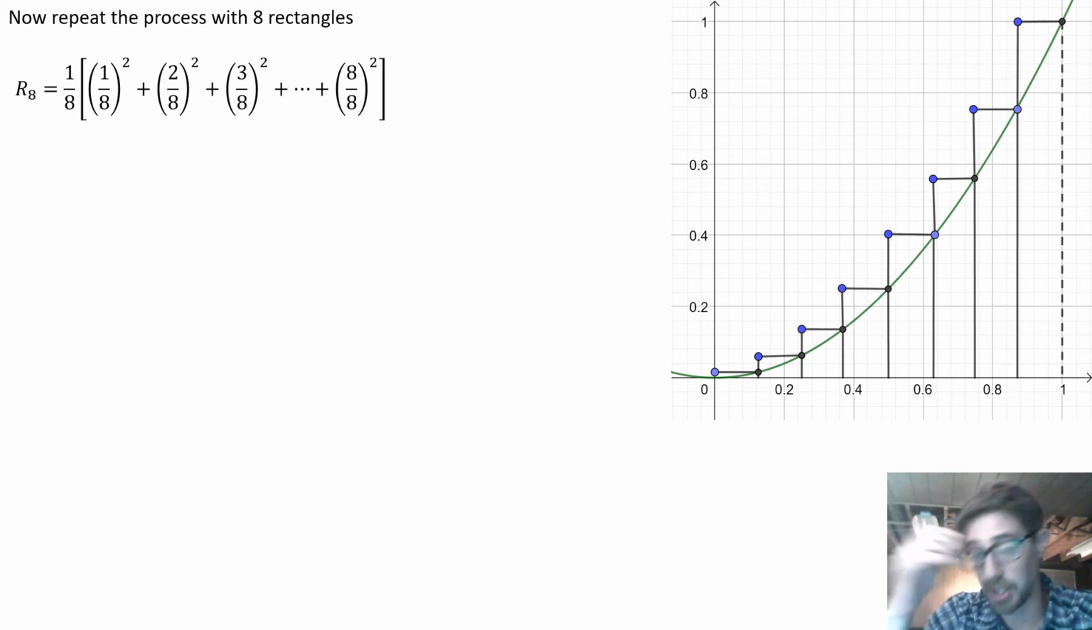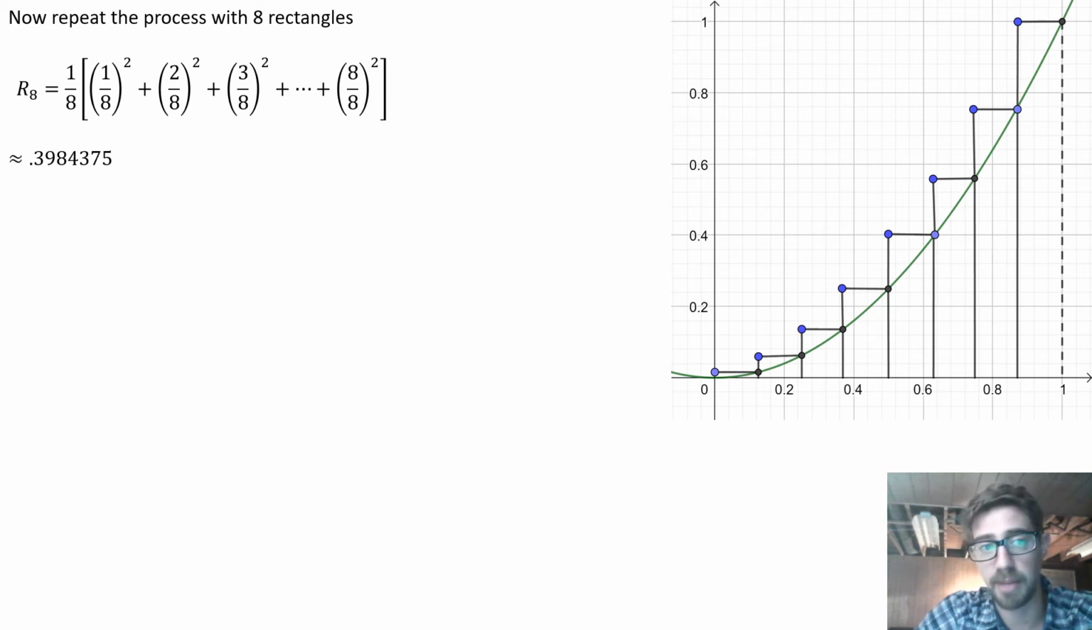So again, this is just number crunching. The width of these ones are all 1/8, and the heights are just the value of the function at every eighth. So 1/8 squared, 2/8 squared. So that's our expression for the sum of the areas of these 8 rectangles, which turns out to be about 0.3984375. So we're getting closer. That's the idea. We're not going to do this all day. We're just going to say the more rectangles we use, the better this gets.